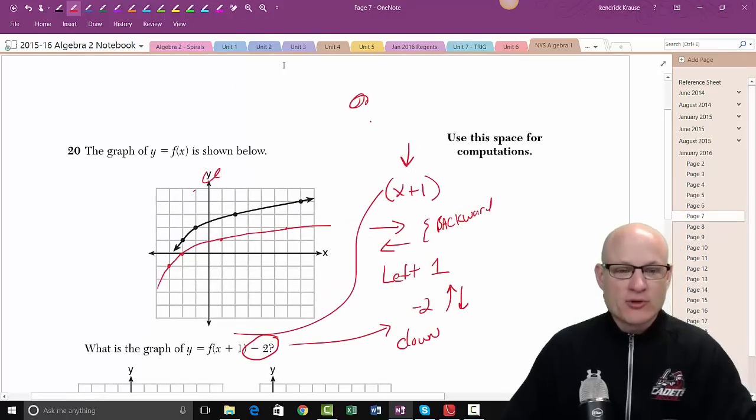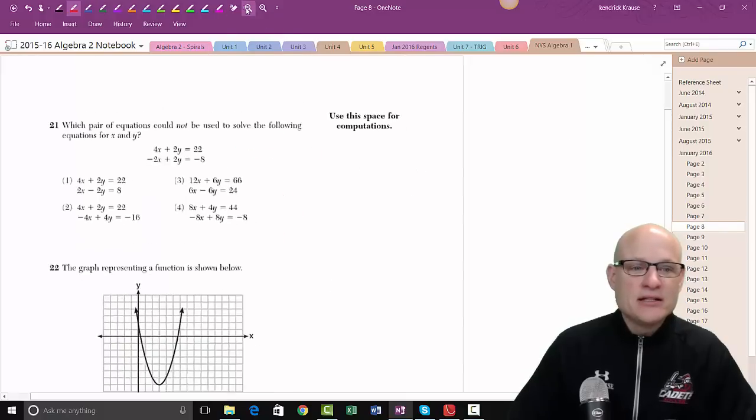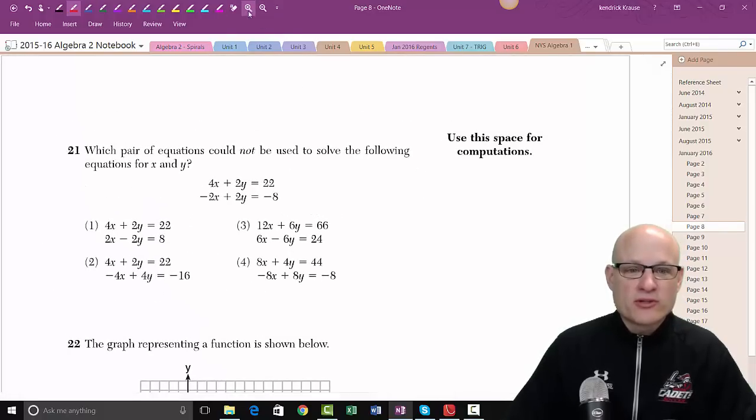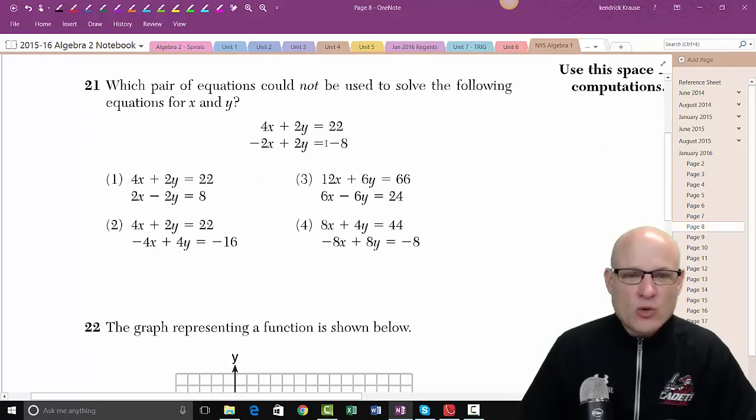Wait, I think that problem's over with. I got to go to the next page anyway. So we'll go to page 8. We got 4 problems left on these multiple choice, kids. How you doing? Are you kicking butt? I hope so. So which pair of equations cannot be used to solve the following systems of equations?